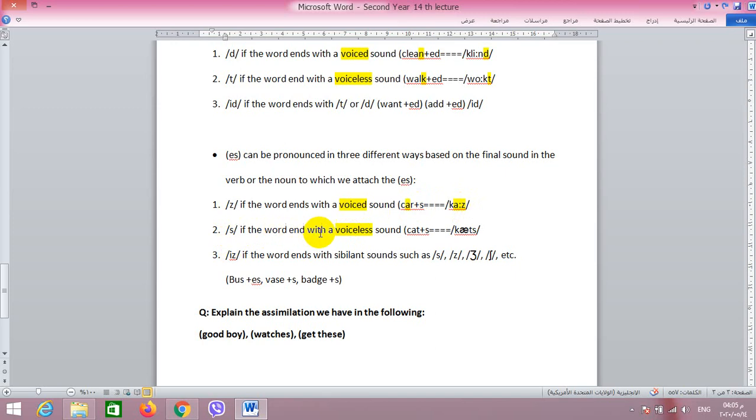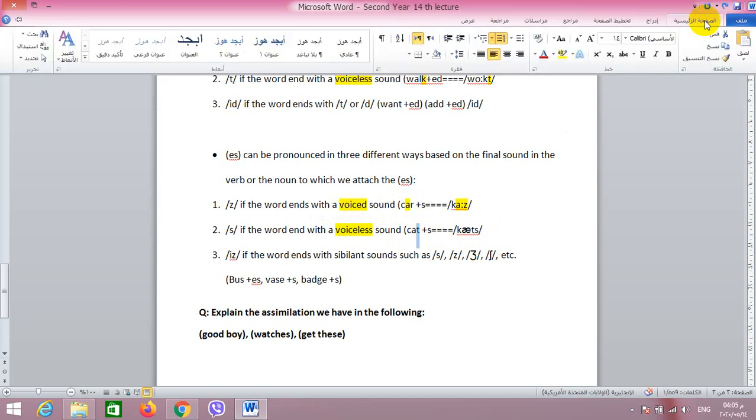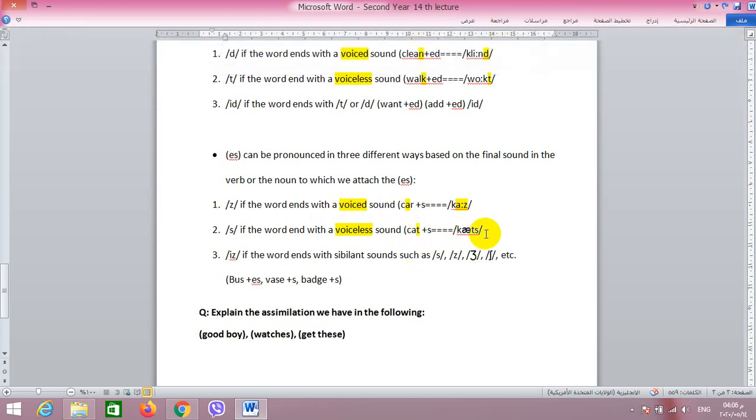S, again, because the noun ends in a voiceless sound, just like cat. It becomes cats with an s. We cannot say catz. It's cats, because this is more appropriate, more suitable, easier. Okay, so because we have t here, which is a voiceless sound, the addition is going to be s, which is also voiceless.